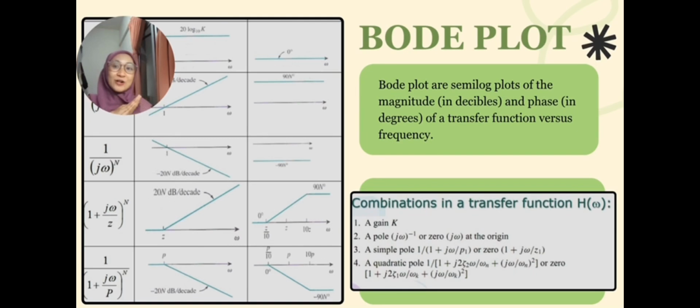For the next slide, it is the Bode plot. What is a Bode plot? A Bode plot is a semilog plot of the magnitude in decibels and phase in degrees of a transfer function versus frequency. As you can see, the transfer function H of omega is a combination of requirements we use to solve the question: firstly, a gain K, secondly, a pole or a zero at the origin, thirdly, a simple pole, and fourthly, a quadratic pole. We need to follow the table to solve the equations.